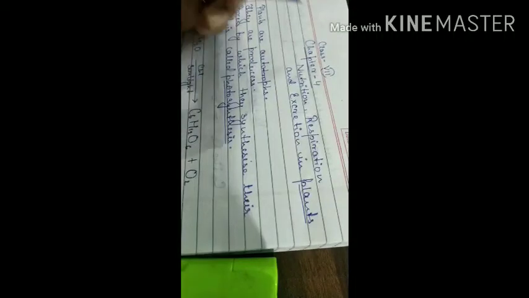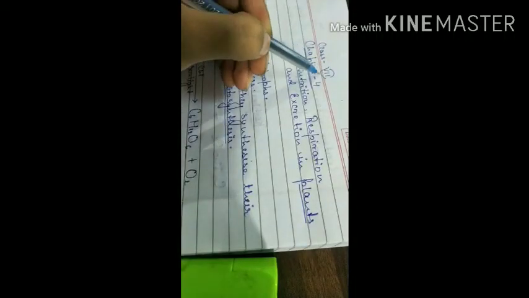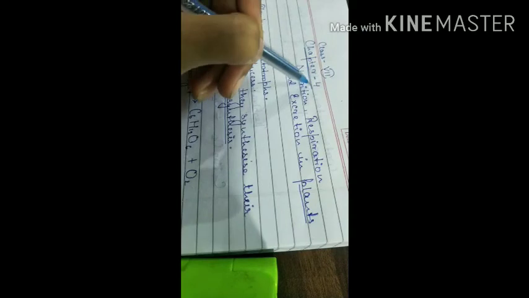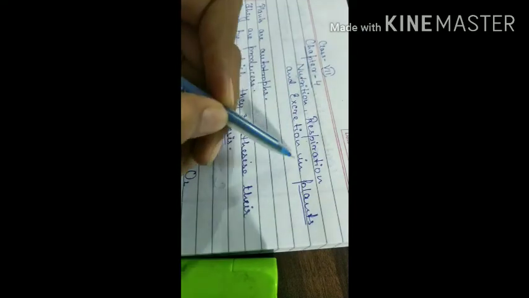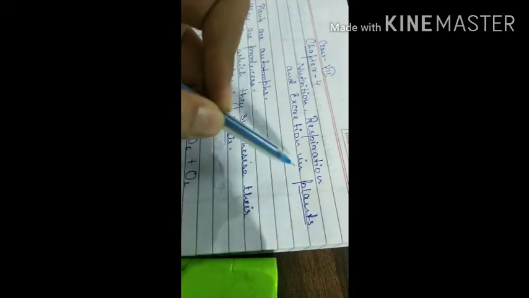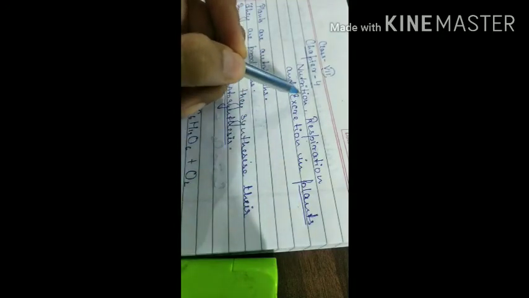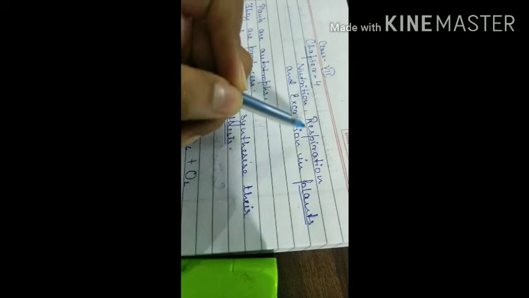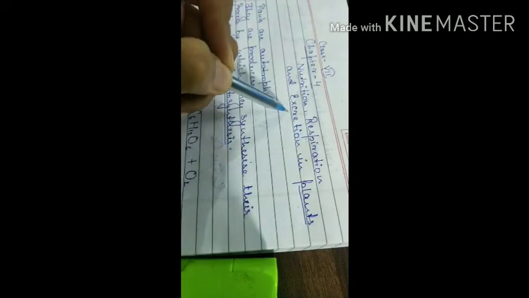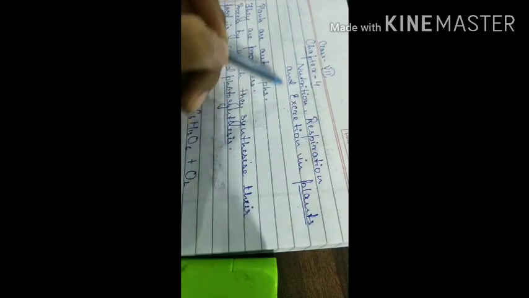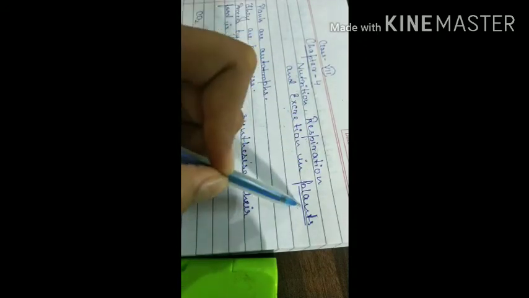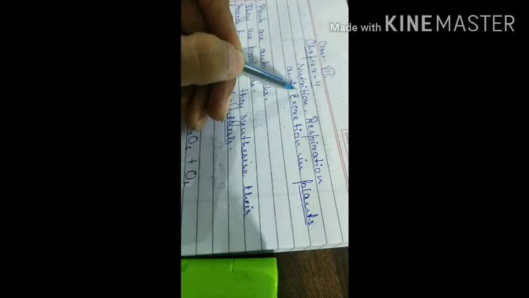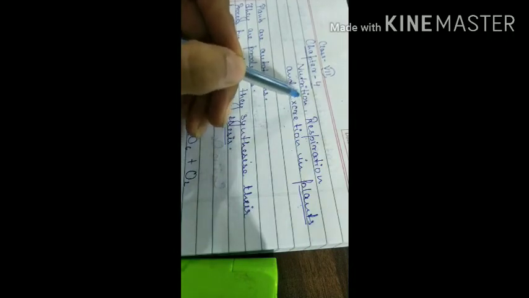Good morning, students. Today we are going to study our fourth chapter, that is nutrition, respiration and excretion in plants. We are aware of what nutrition, respiration and excretion are, but here we have to study all three in the case of plants. Firstly, we will start with the topic of nutrition.